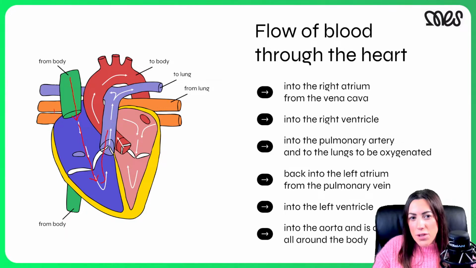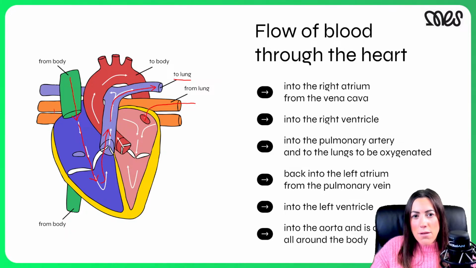From the right ventricle, it's going to go up the pulmonary artery, and it's going to go to the lungs. Now, obviously, when it gets to the lungs, it's going to get oxygenated. So that links with another topic, which is gas exchange, which happens in the alveoli in the lungs. So blood goes to the lungs, it picks up oxygen from the air that we breathe. It then comes back to the heart.